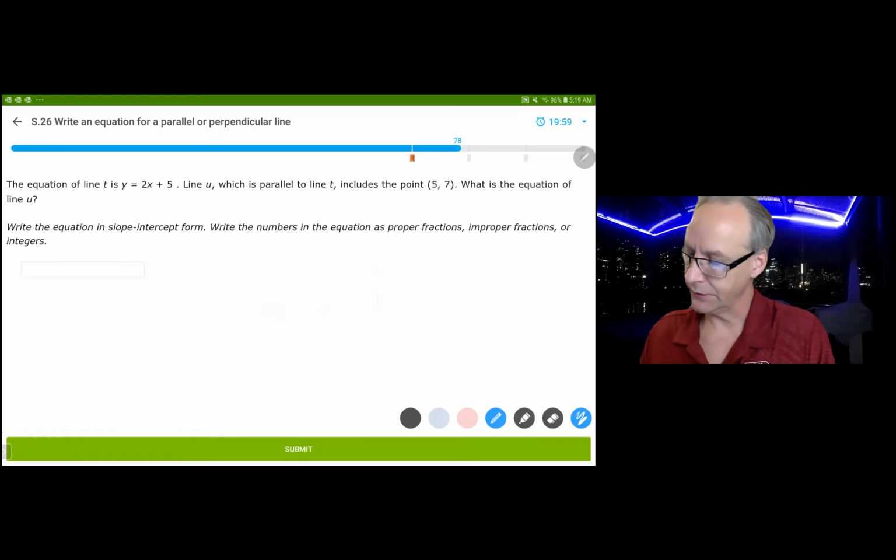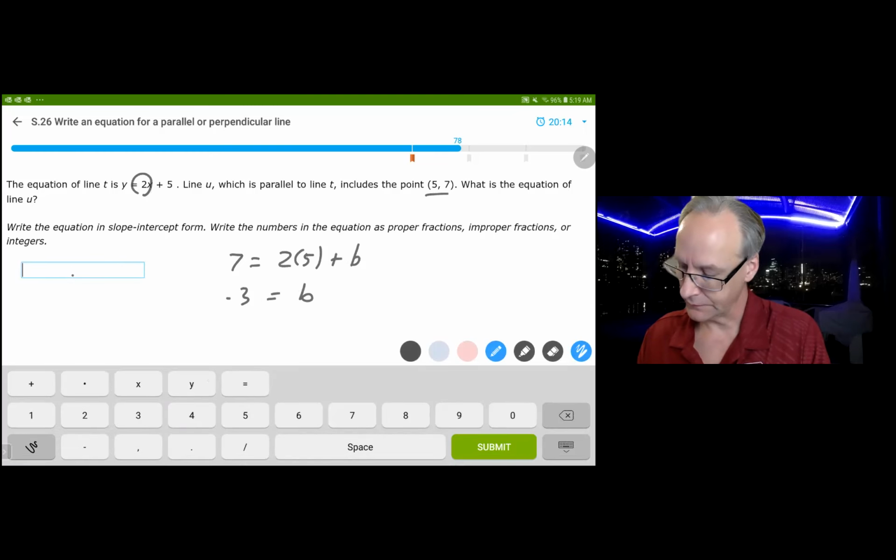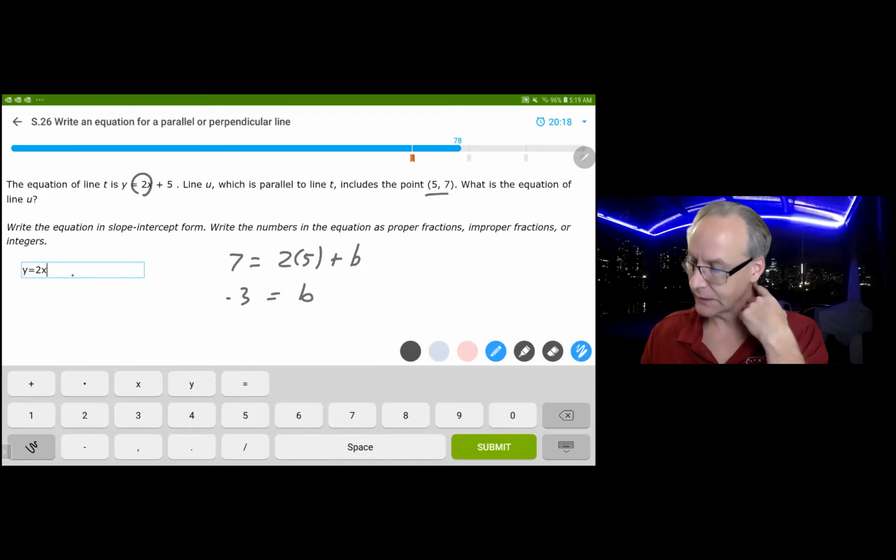Okay, now we want u to be parallel, so we want a slope of 2. We've got 5, 7. So 7 is equal to 2 times 5 plus b. And that means b is equal to negative 3. So we have y equals, you'll notice that I'm simplifying this a little bit, 2x minus 3. Don't forget to put the spaces.